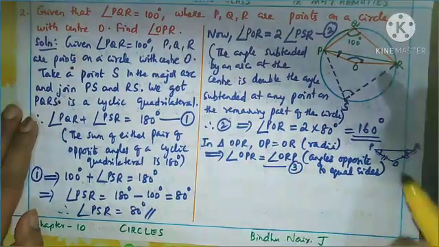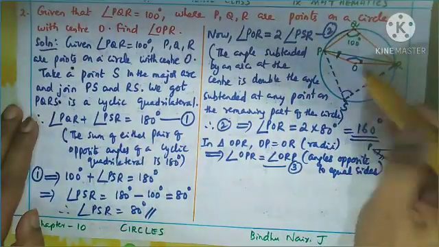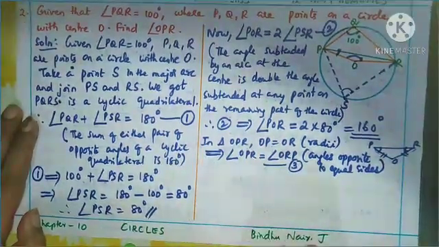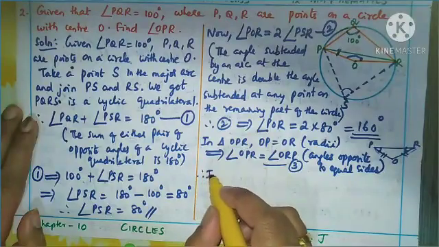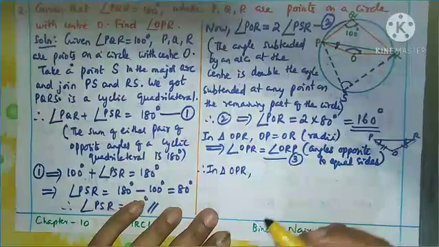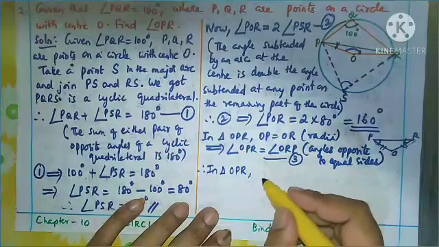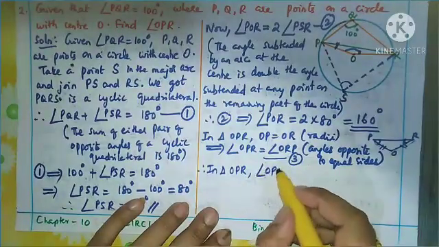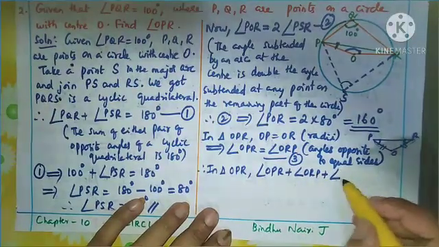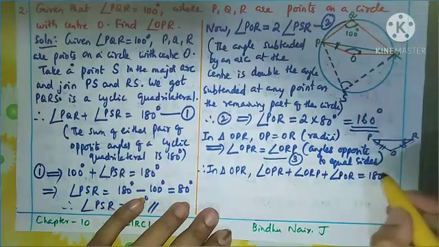Now what are we doing? We got some results here. Now we are going to take this triangle OPR and use the angle sum property. Therefore in triangle OPR, using the angle sum property, the sum of the three angles is 180 degrees. So angle OPR plus angle ORP plus angle POR equals 180 degrees.